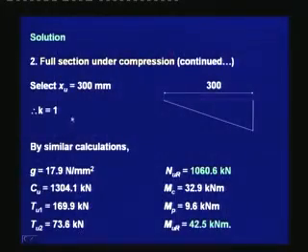We are selecting another case where XU is equal to 300. That means the neutral axis is lying right at the edge of the section. Here K is equal to 1, and by similar calculations we can find the values of G, Cu, Tu1, Tu2. NUR comes out to be 1060.6 kilonewtons and MUR is equal to 42.5 kilonewton meters.